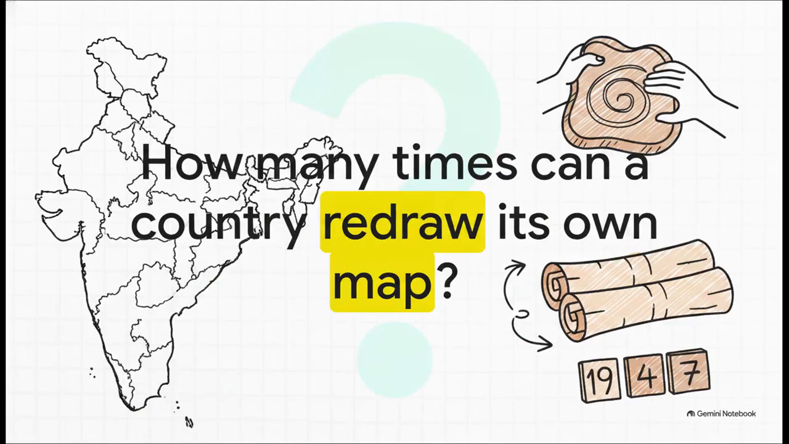So, how many times can a country actually redraw its own map? It's a pretty provocative question, isn't it? But since 1947, India's internal borders have been continuously shifting. If you look at the geopolitical layout of India, it really acts less like a static drawing permanently etched in ink and a lot more like a block of clay. It's constantly being reshaped and remolded to reflect the changing administrative and cultural realities on the ground.